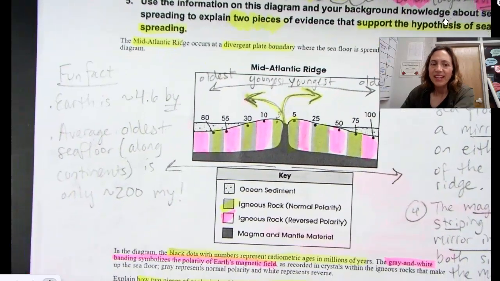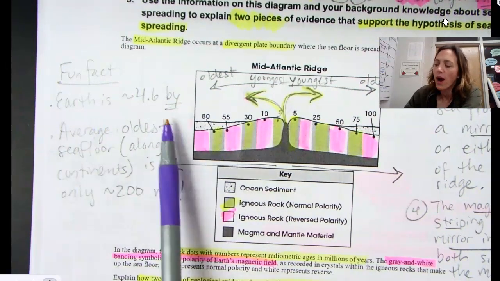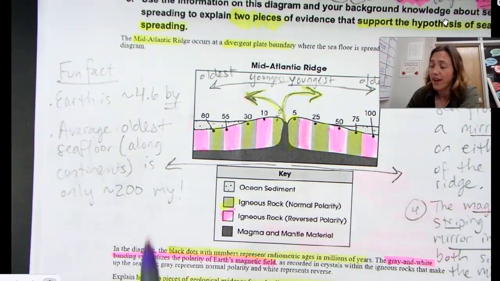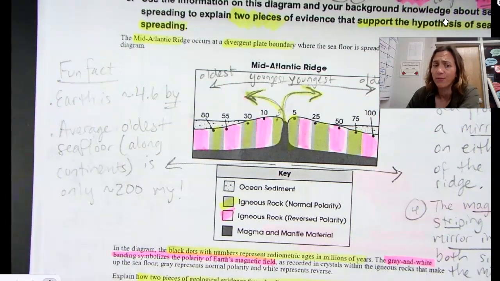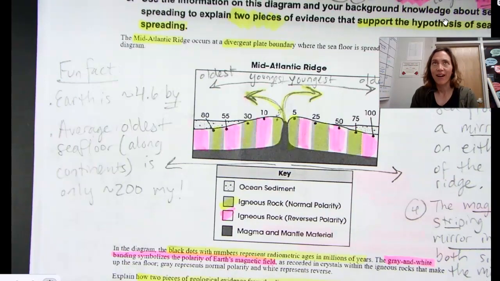Okay. Fun fact, because you know I love fun facts. Earth is 4.6 billion years old. So BY means billion years. But scientists have found that the average oldest seafloor, which is along the continents, because that is where it's the oldest, because it's being pushed out, is only about 200 million years old. Why? Because it's subducting underneath the continents and getting recycled. That's so cool. Awesome. Science, as Mr. Canterbury would say. Alrighty. So those are questions 1 through 5.